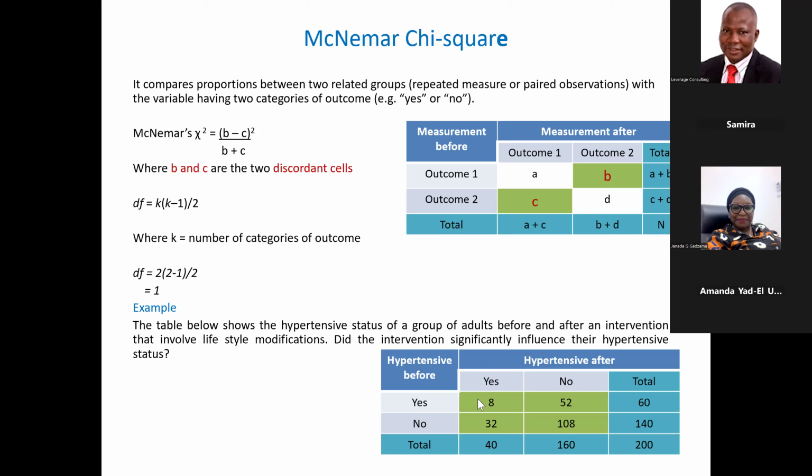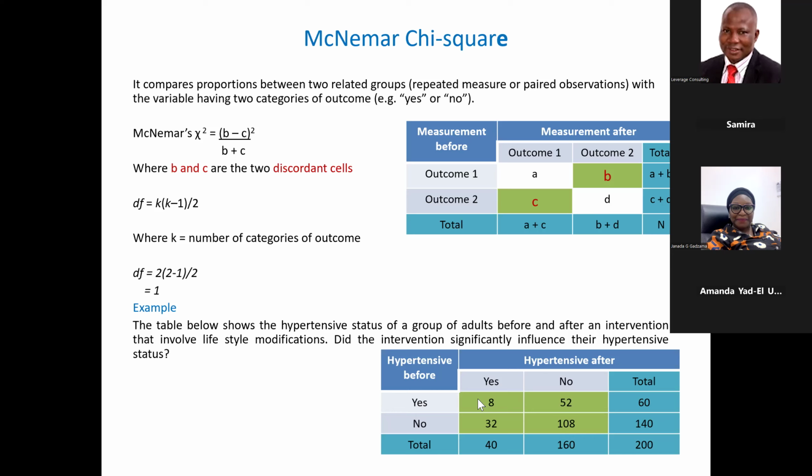The reason is that 8 people were hypertensive before, and they were still hypertensive after. It's the same thing. That is, they didn't change. If you look at 108, they were not hypertensive before, and after they were still not hypertensive. So that is why A and D, the ones in white, are the concordant. But discordant are the ones that change.